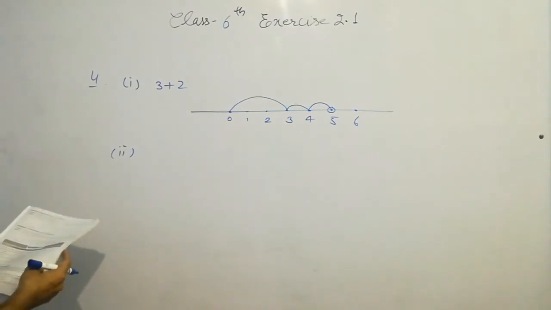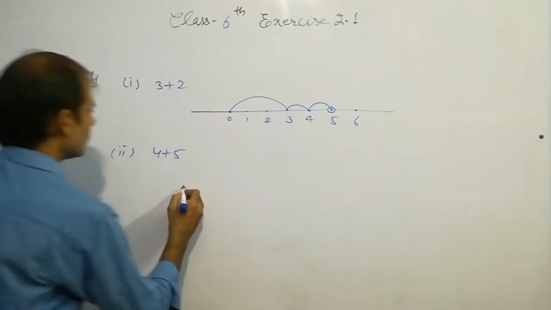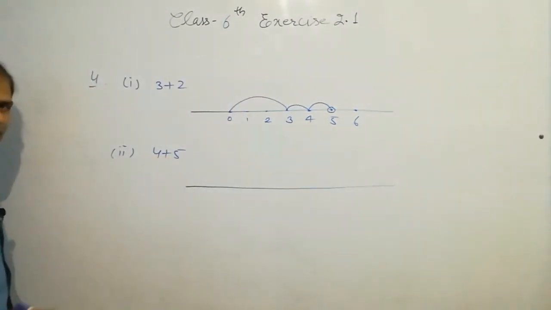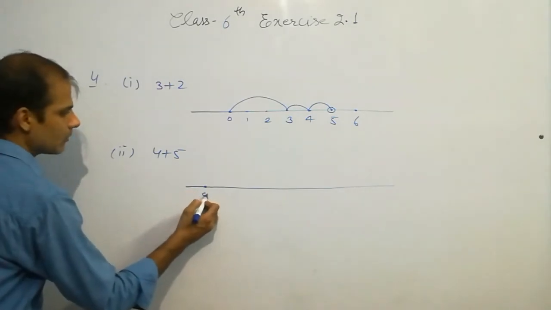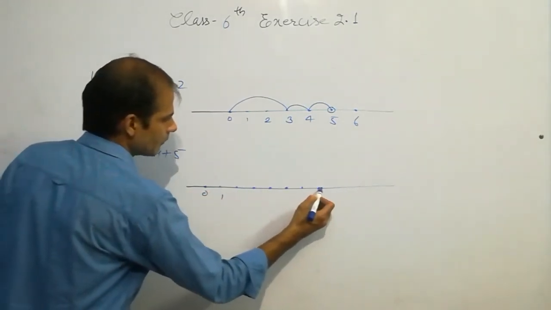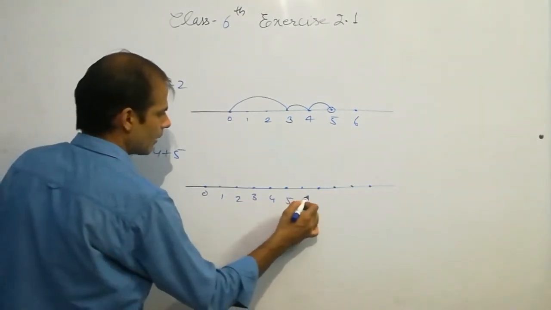And the second part is 4 plus 5. Again, draw a number line. You can see 4 plus 5 is 9, so mark up to 10. 0 1 2 3 4 5 6 7 8 9 10.